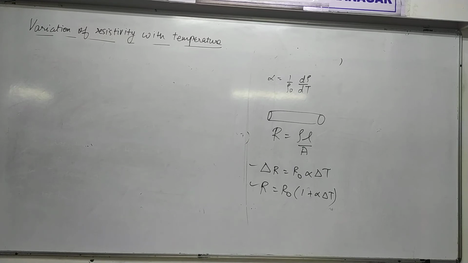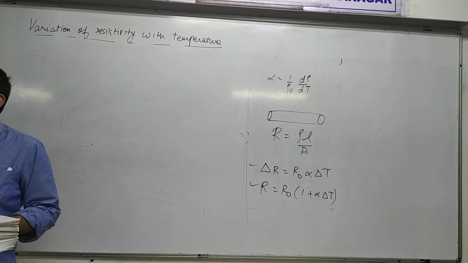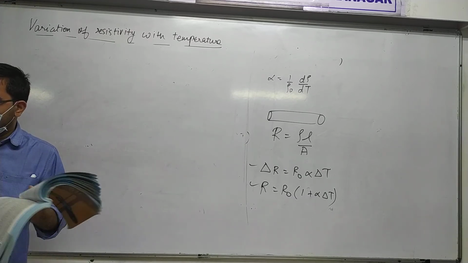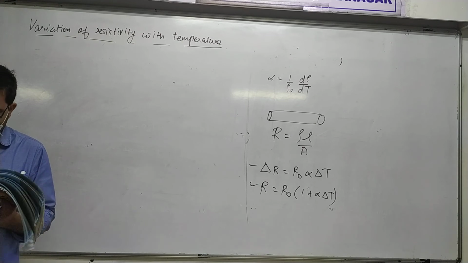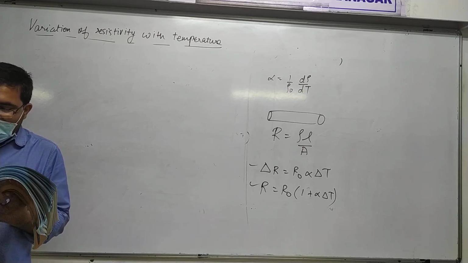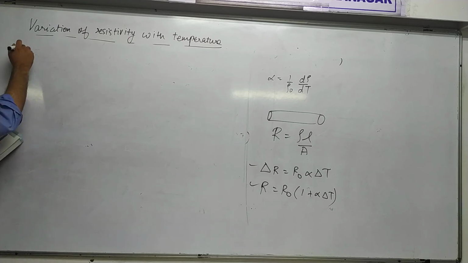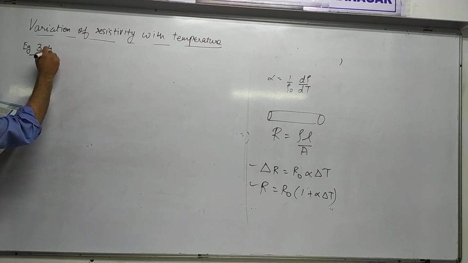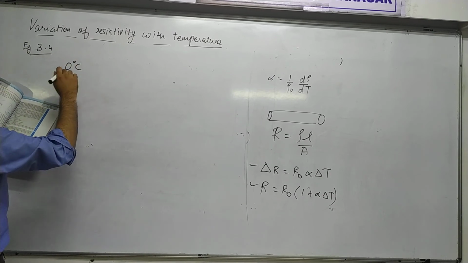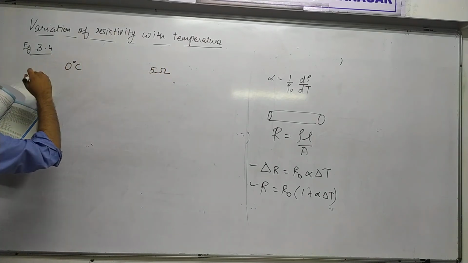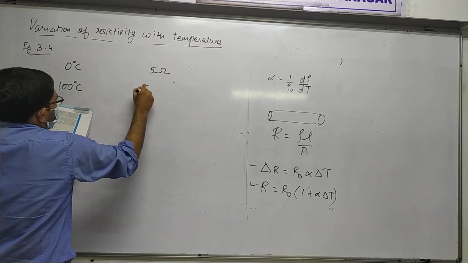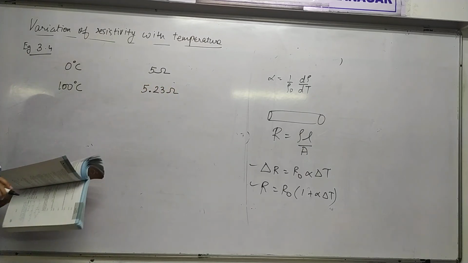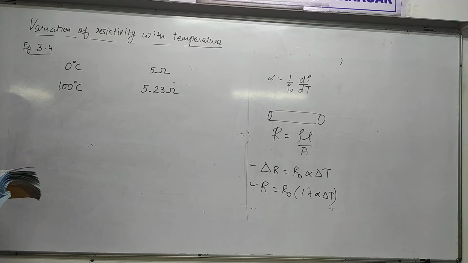The resistance of a platinum wire of a platinum resistance thermometer. So there is a wire in a resistance thermometer, and the wire is made of platinum. At the ice point, which means 0 degrees Celsius, how much is the resistance? 5. And at the steam point it is 5.23.